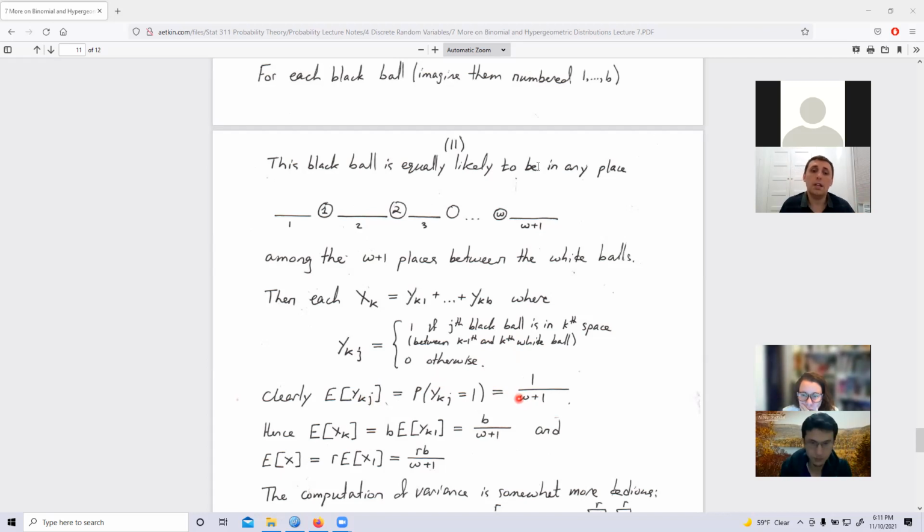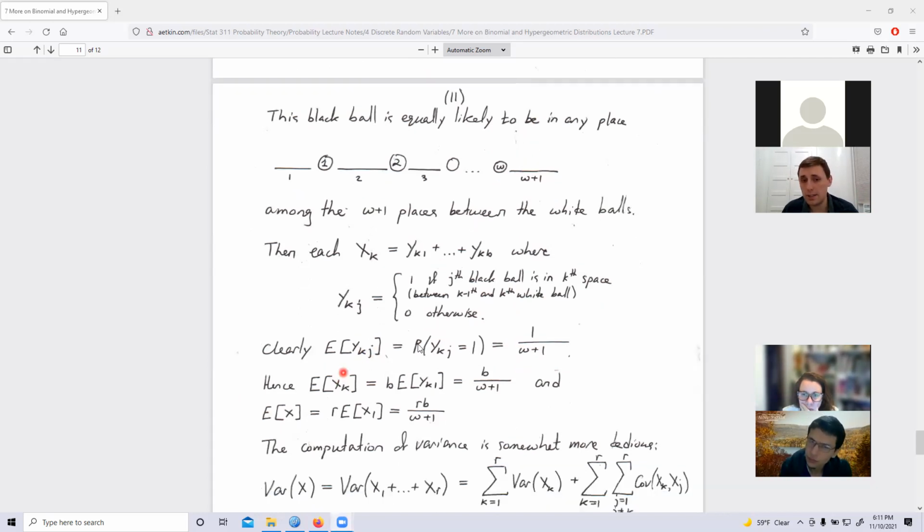Yes, and it's true for any j. So the expected value of x sub k is b multiplied by the expected value of ykj. It's true for any of them, the same assessment. So b over w plus 1 is the expected value of xk.